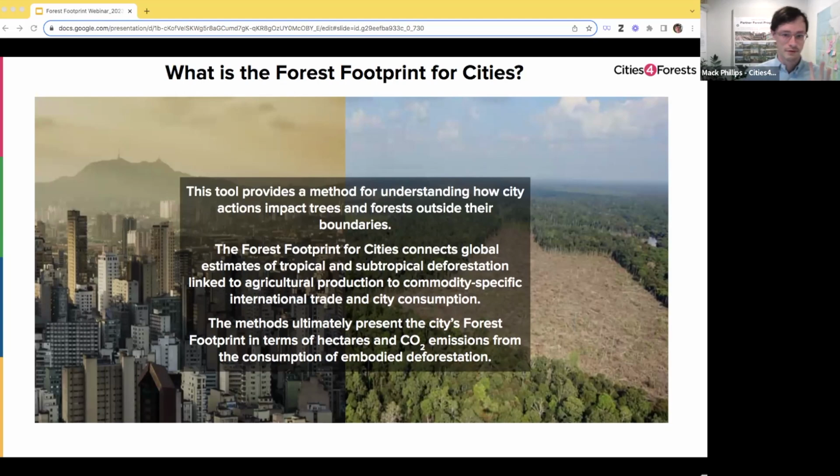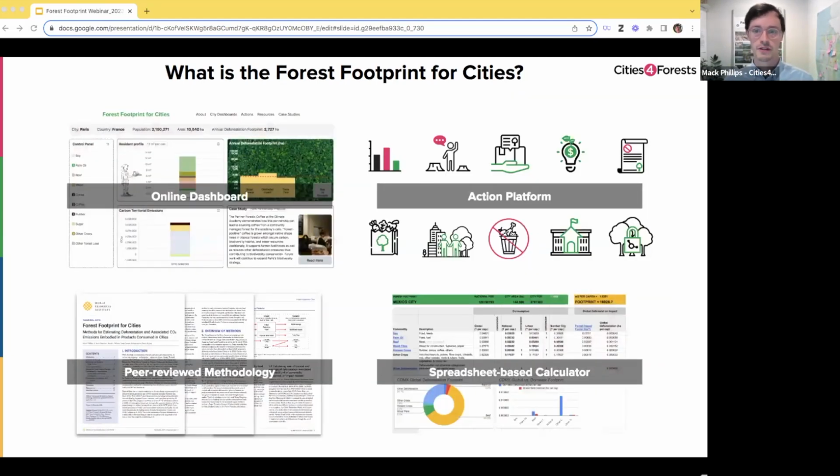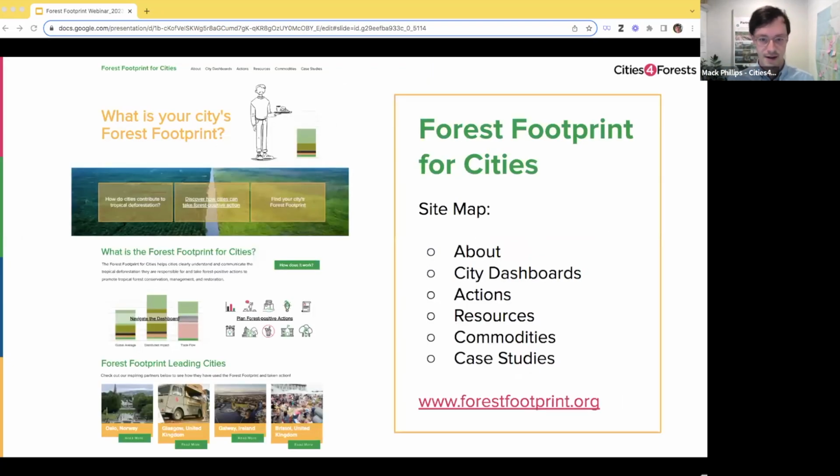Now, there are four main components to the forest footprint for cities. The top two being the online dashboard and the action platform. These are both on the website, very much accessible now. And supporting that is a peer-reviewed methodology and a spreadsheet-based calculator. All of this can be accessed through the website here.